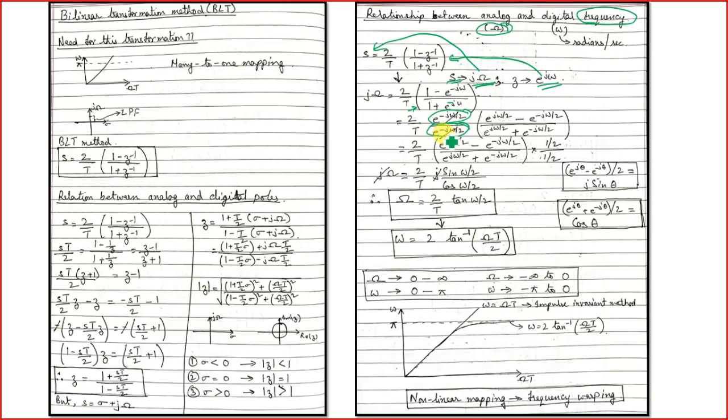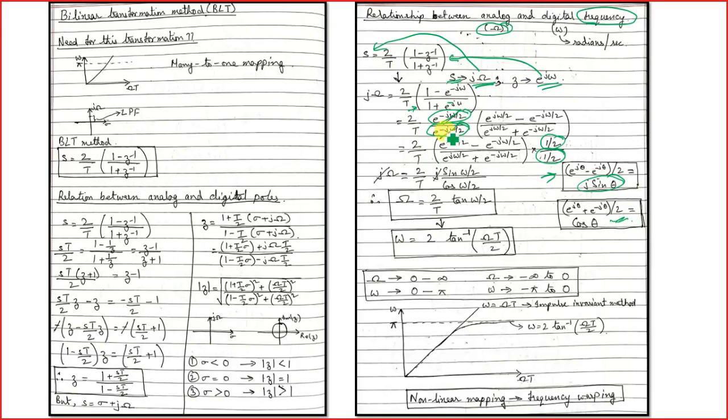After taking it out, it will just be cancelling out, and accordingly we get e to the power j omega by 2 minus e to the power minus j omega by 2, divided by e to the power j omega by 2 plus e to the power minus j omega by 2. Now, if you multiply the numerator and the denominator with 1 by 2, we get these two equations: e to the power j theta minus e to the power minus j theta by 2, which corresponds to j sin theta, and e to the power j theta plus e to the power minus j theta by 2, which is the cos theta, right?